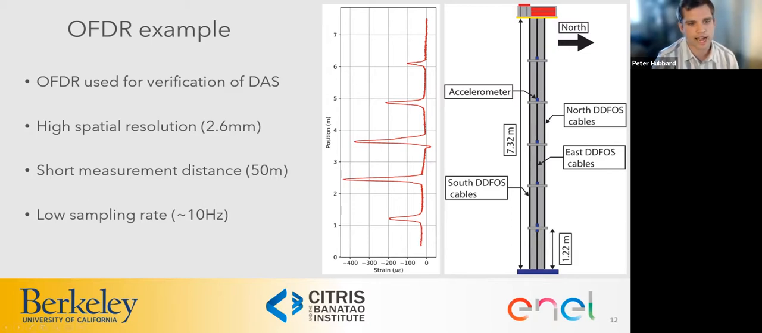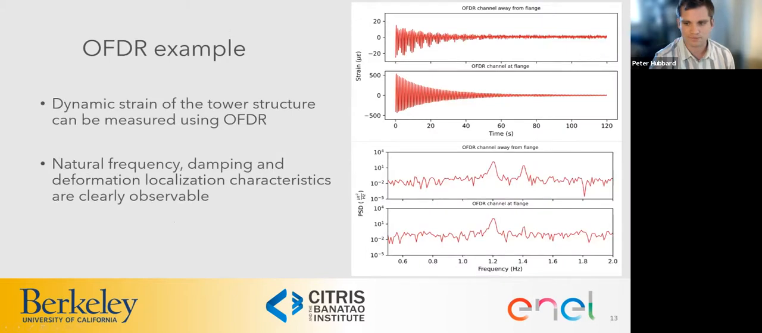This system has a very high spatial resolution, 2.6 millimeters. That's why this data looks so dense. Every 2.6 millimeters, we have data. It's a really nice control data set. Short measurement distance, we can only measure over 50 meters. So this is where DAS comes in. We want to push that length out to a reasonable range for a full wind farm.